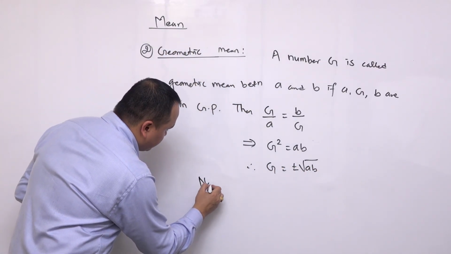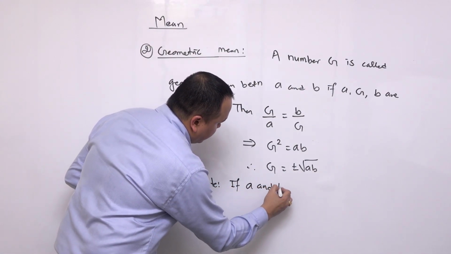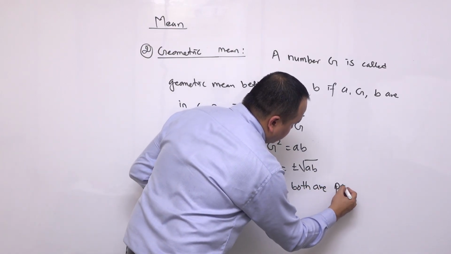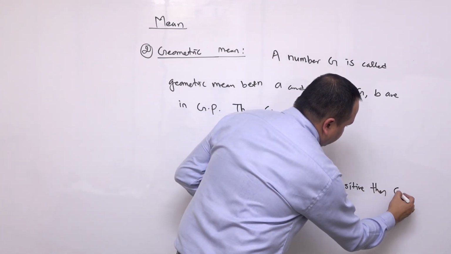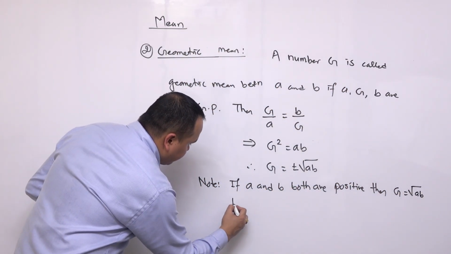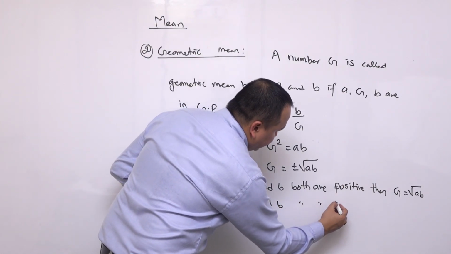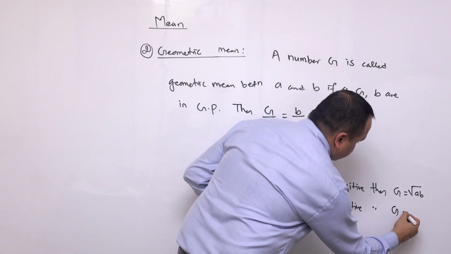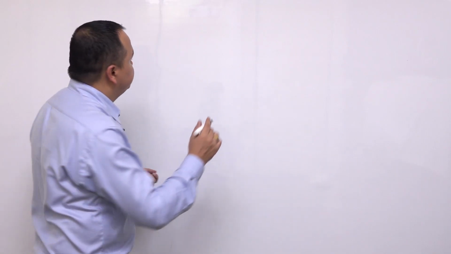Note, if a and b both are positive, then G is equal to root ab. Similarly, if a and b both are negative, then G is equal to minus root ab. Third, harmonic mean.